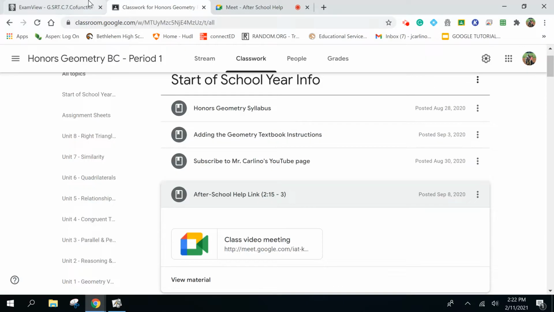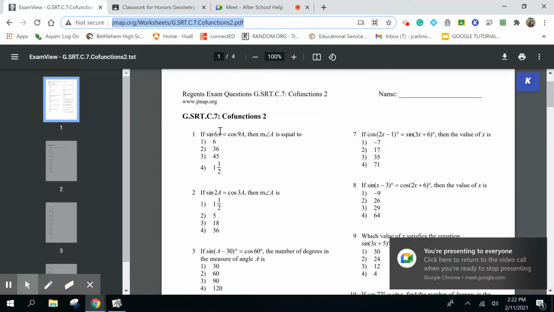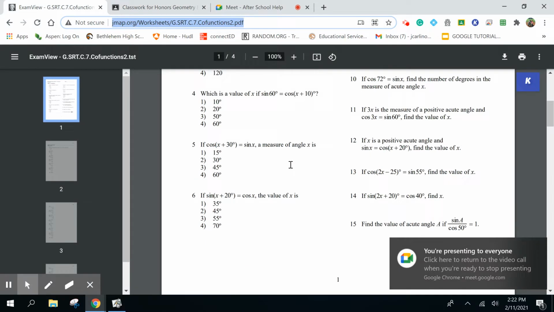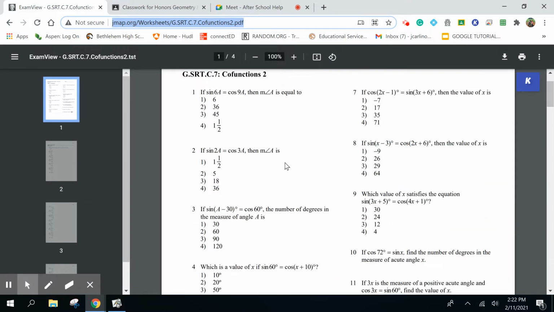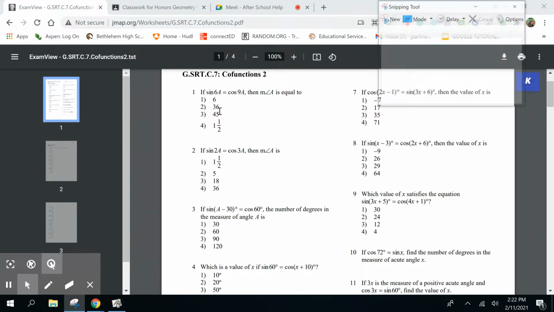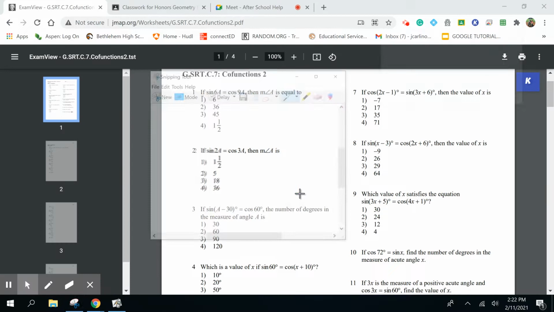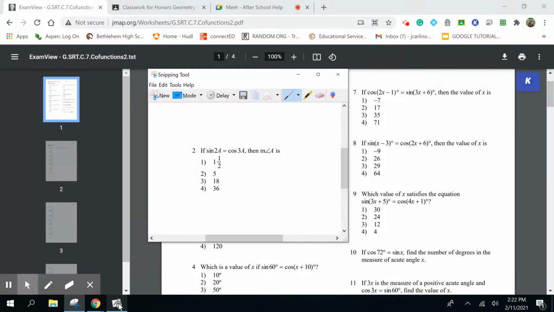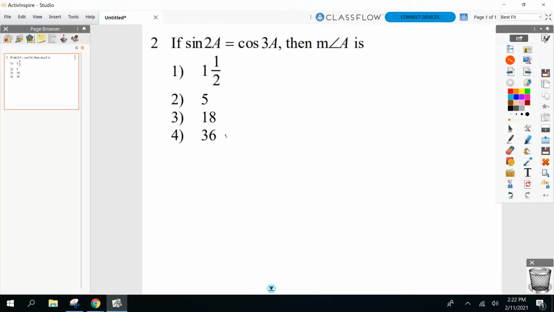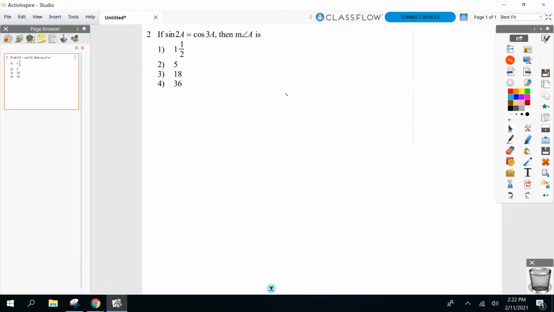What I'll do right now is grab one of these questions and we can talk about it. They're very repetitive, unfortunately, because there's only so many different types. But I'll go with number 2. It says sine of 2 times angle A equals cosine of 3 times angle A. What's angle A have to be?